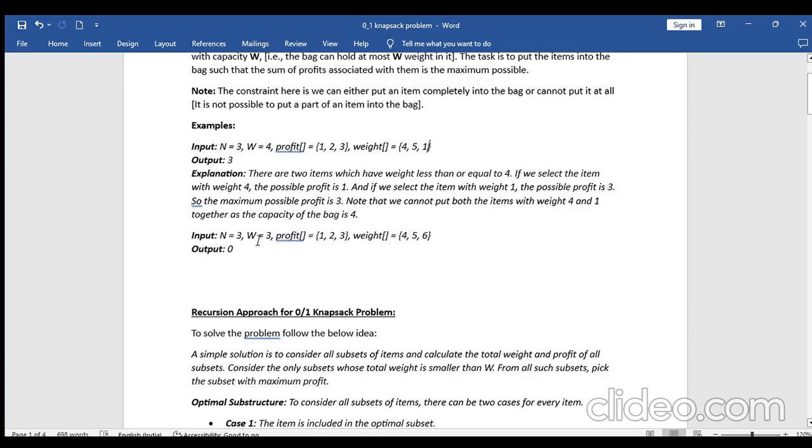The second example is n equals 3, W equals 3, profit is 1, 2 and 3, weight is 4, 5, 6. Here the overall weight is 3, but none of the weights in the array of 4, 5, 6 can be considered because they are all greater than the weight allowed of 3, so the output is 0.